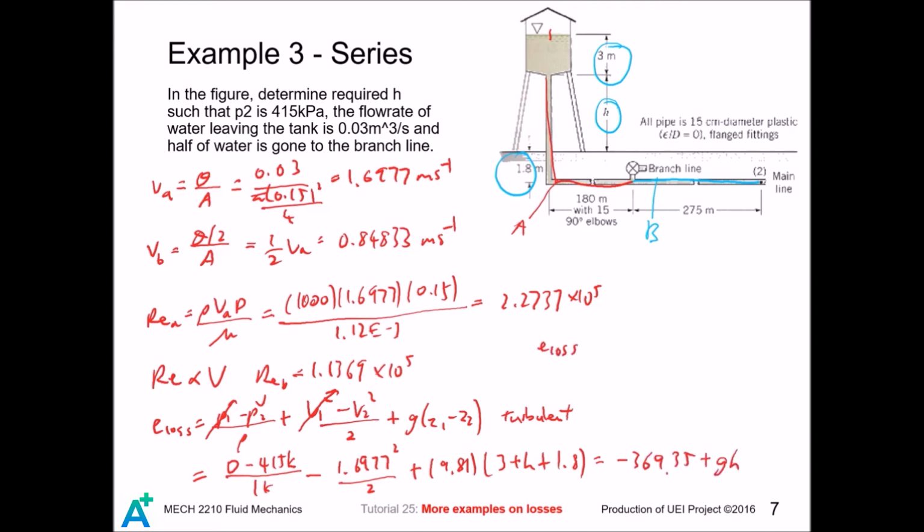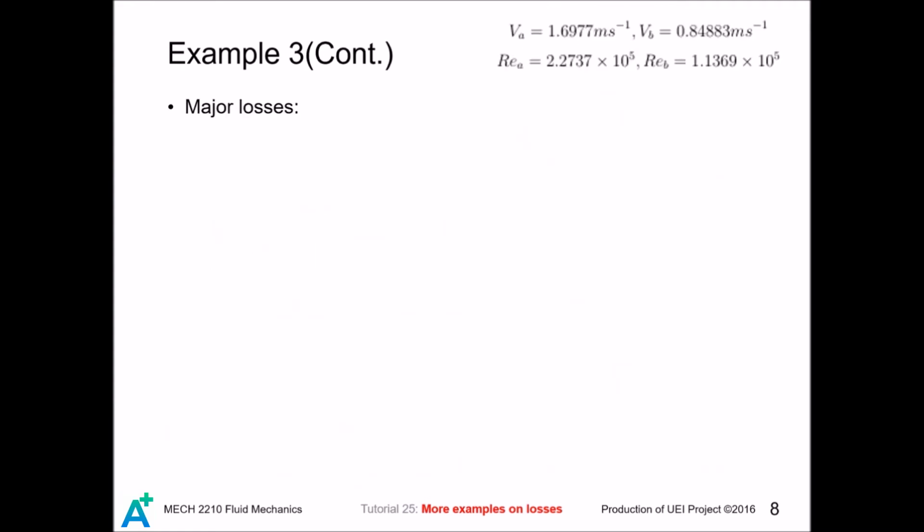The total energy loss from 1 to 2 is given by the loss in A and the loss in B. And the loss in A can be written as, and same for B. So there are 4 terms to compute, and that is quite time consuming. First, we find the major loss. We are going to use the equation for the friction factor.